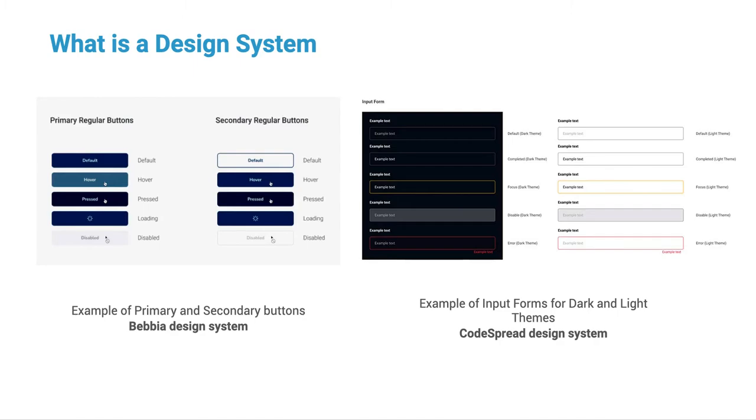The second example is actually from the design system at CodeSpread. The product we have has the characteristic that you can switch from a dark theme to a light theme.